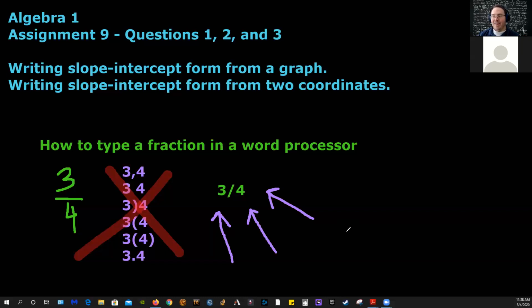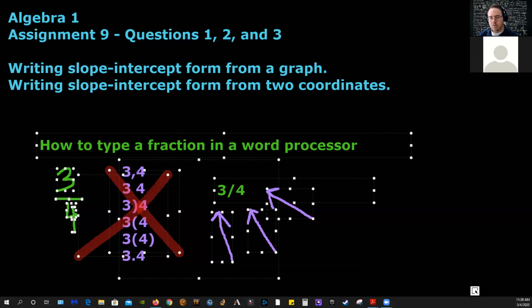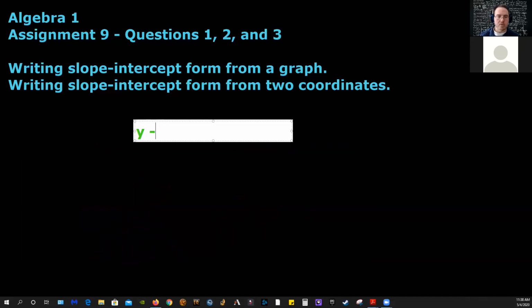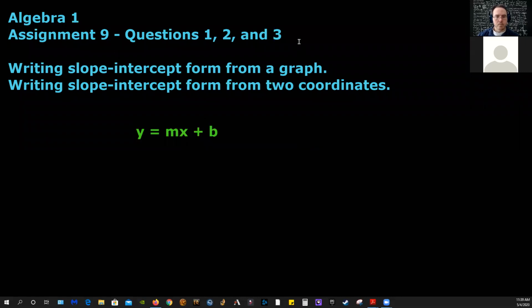That being said, let's go ahead and talk about today's lesson. Okay, so slope intercept form is what we're going to be using for the remainder of this lesson. So y equals mx plus b. Just a quick little refresher on what this is.